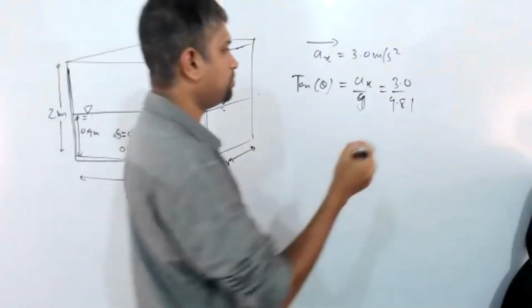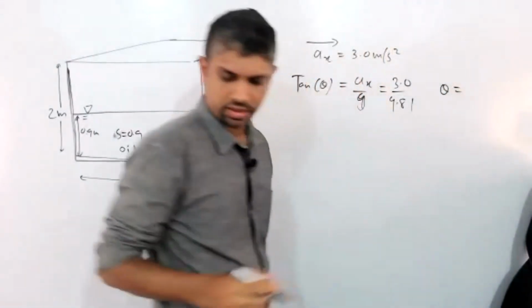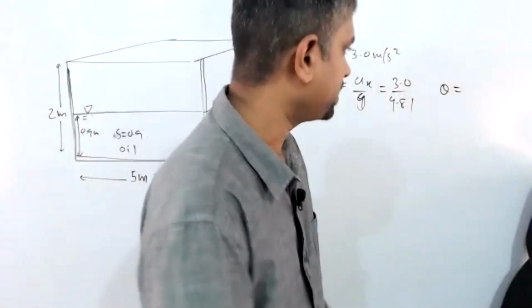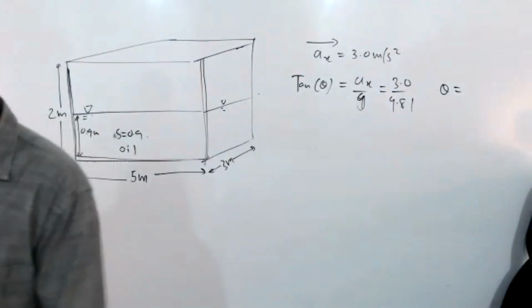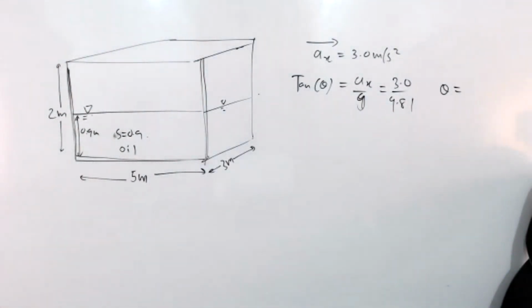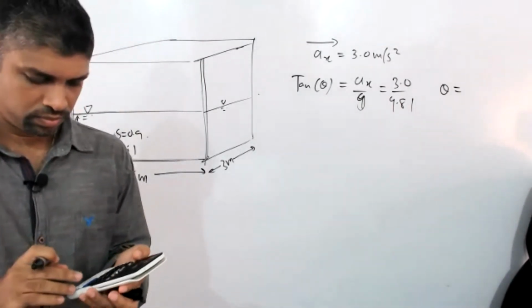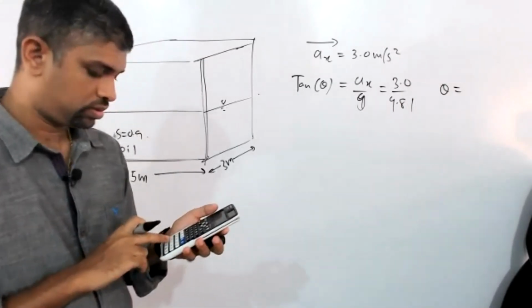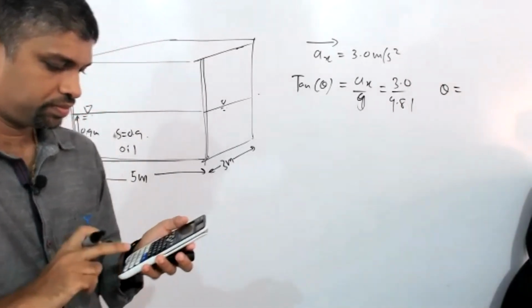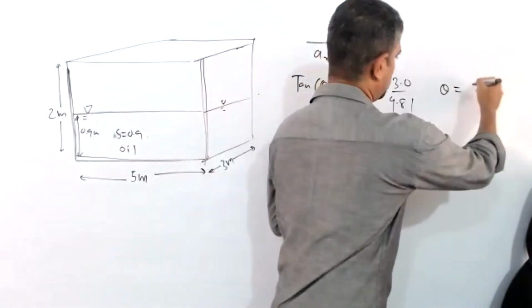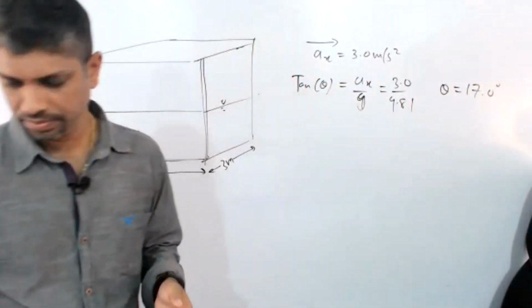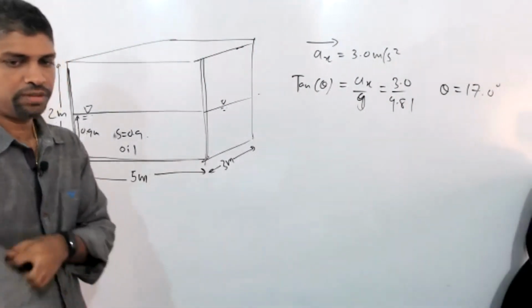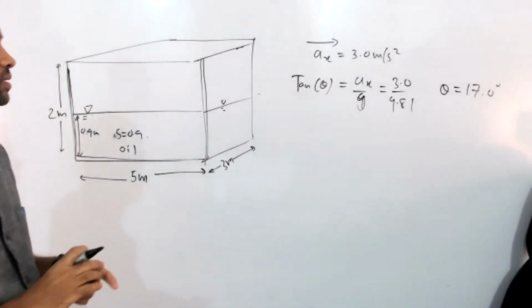Then you can calculate theta, the expected inclination. Theta equals tan inverse of 3 divided by 9.81. So it is 17.0 degrees. Okay, 17.0 degrees.